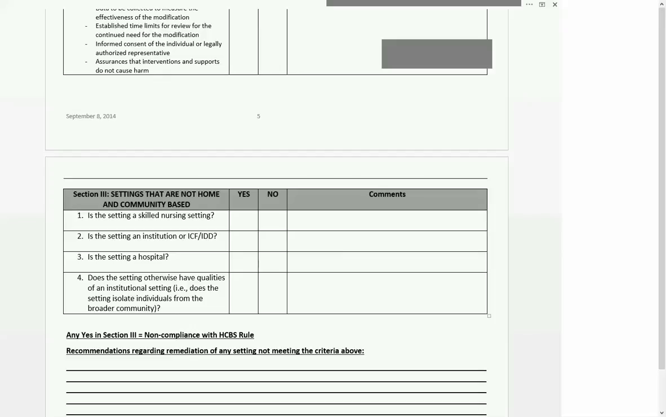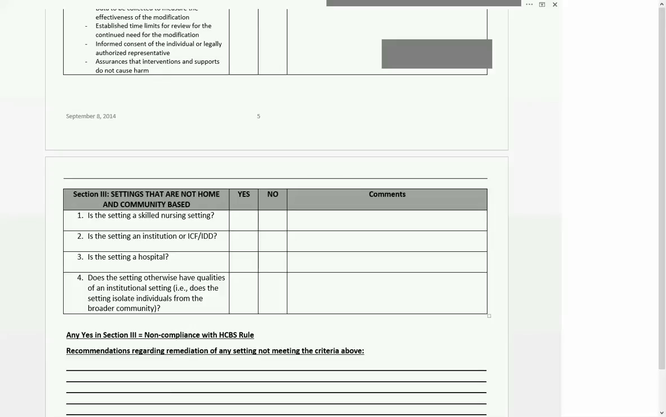I think, 1 or 2 private ICFs out there? Is the setting a hospital? And does the setting otherwise have qualities of an institutional setting? So, for example, does the setting isolate individuals from the broader community?